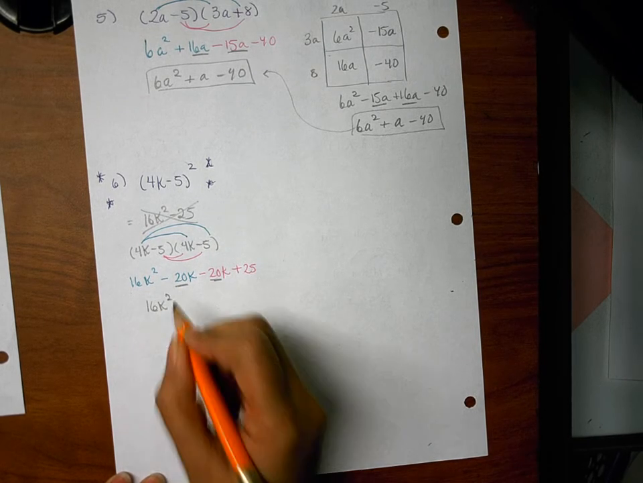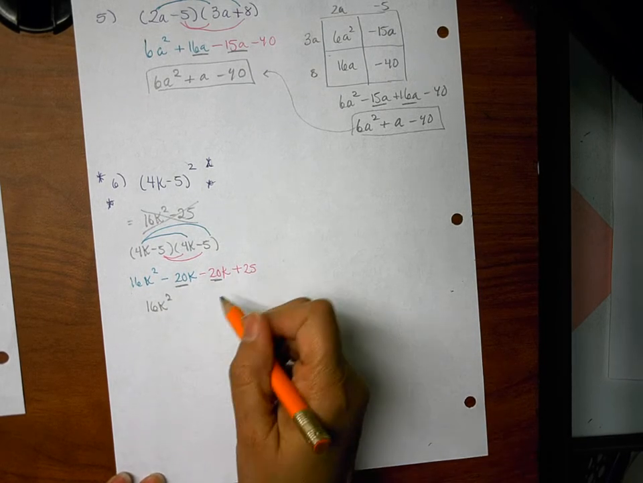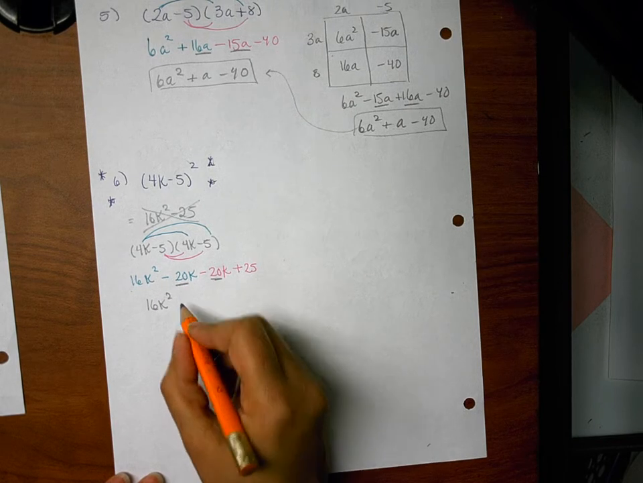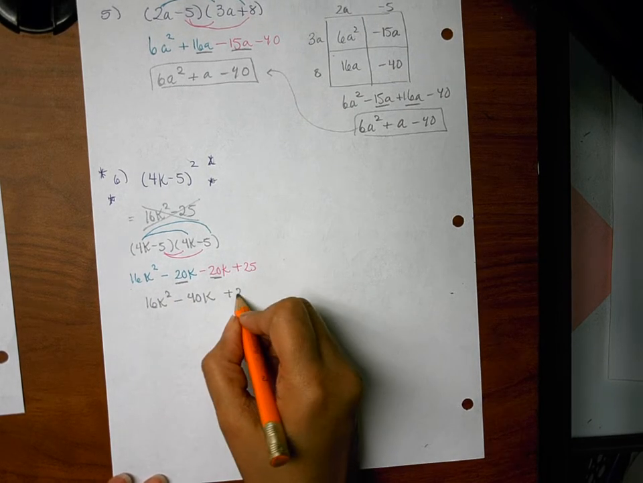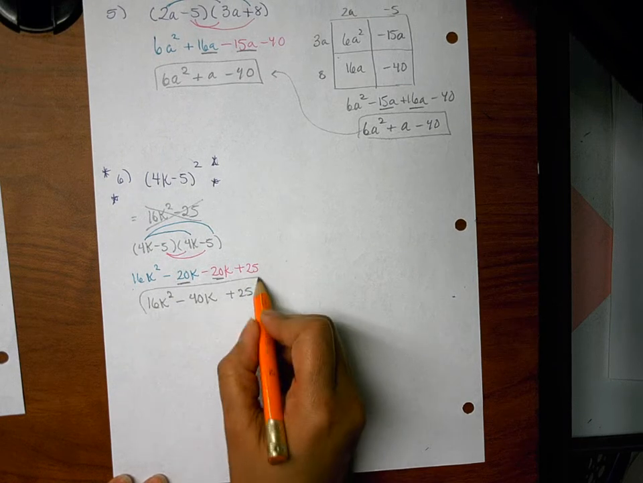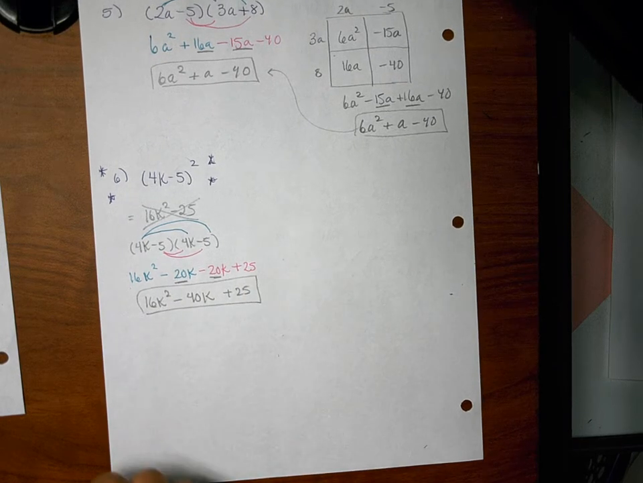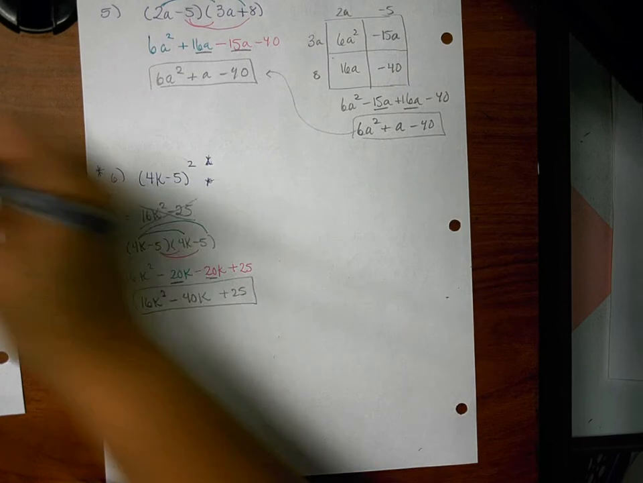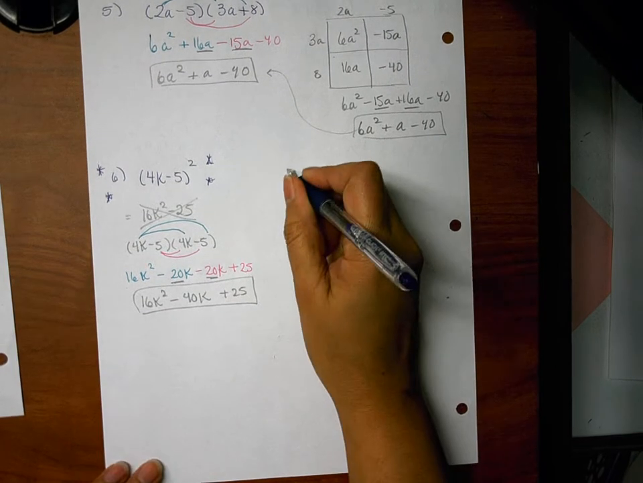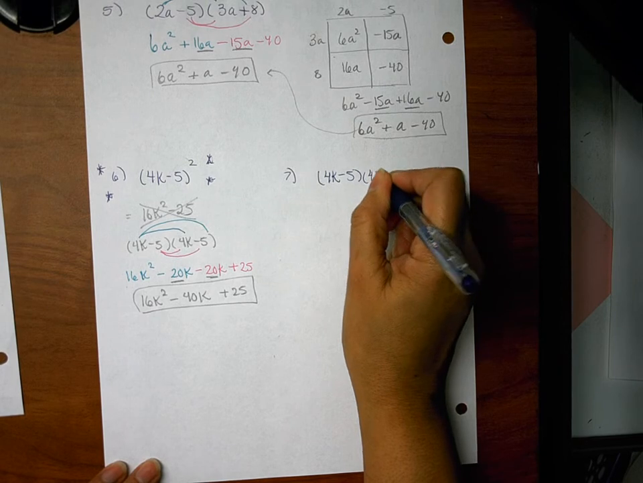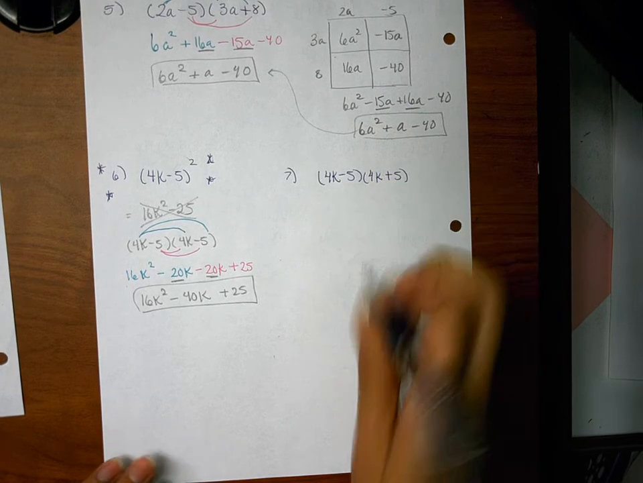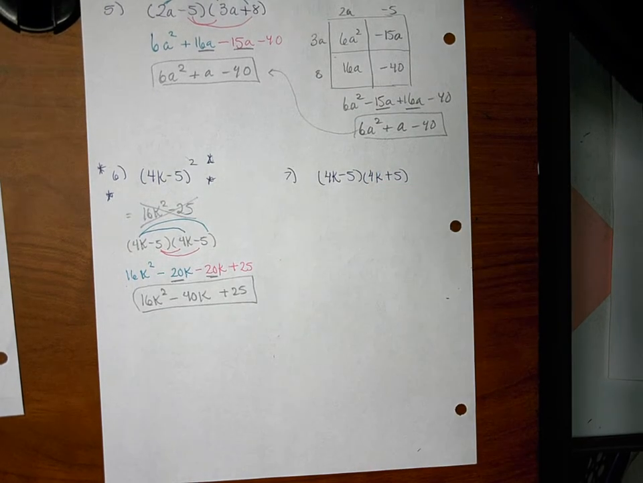Okay, like terms in the middle, 16k squared. These do not cancel each other out. That's negative 20, and negative 20 is negative 40k plus 25. All right. Number 7, 4k minus 5 and 4k plus 5.